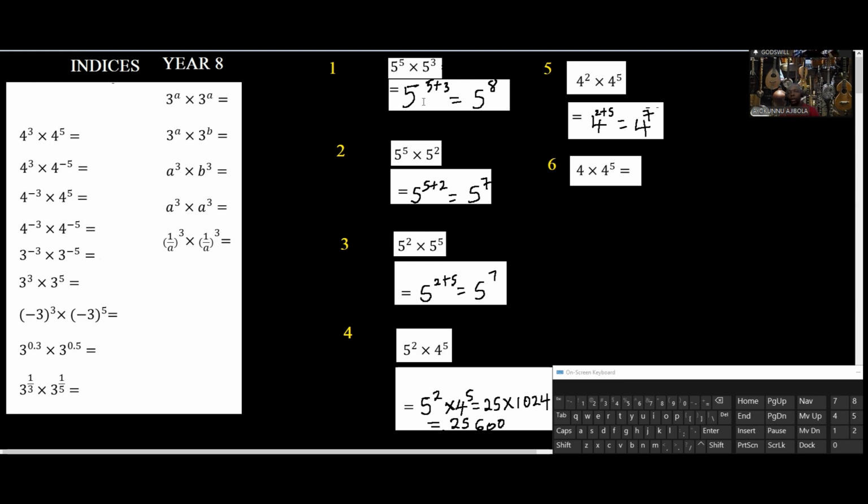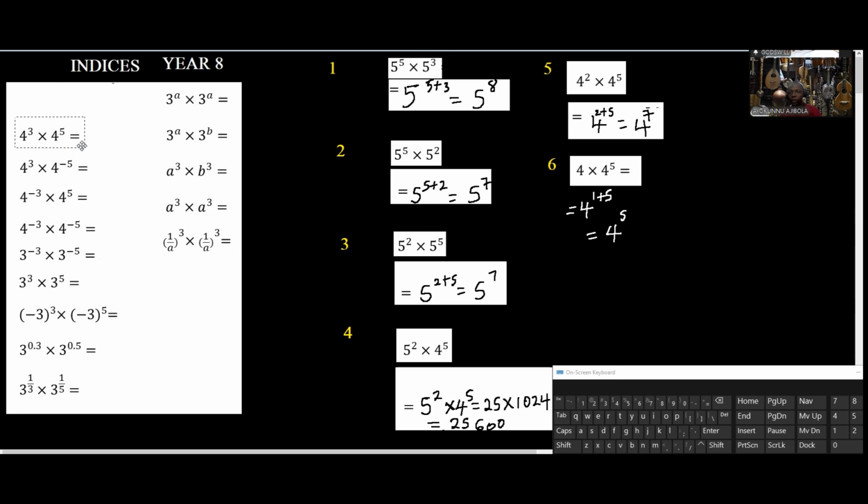Now to the sixth one, here is what we have. They are the same, so this is 4. The first 4 is raised to the power of 1. The second one is to the power of 5. Then we have the final answer to be 4 raised to the power of 5. Okay? Is that clear?